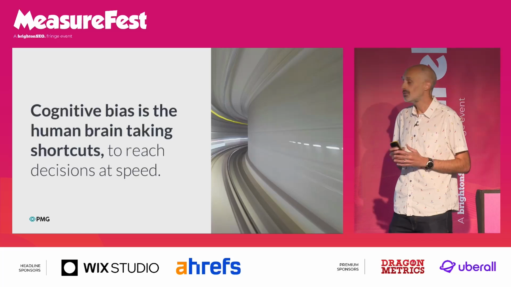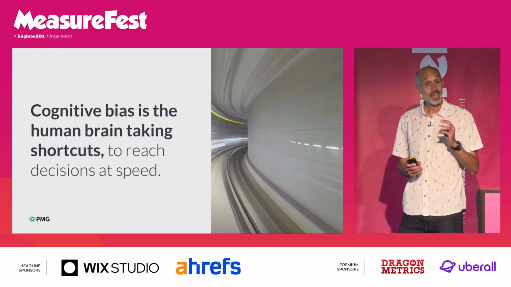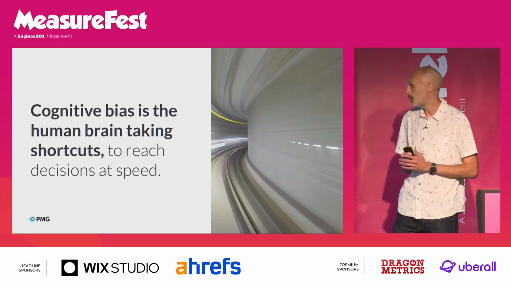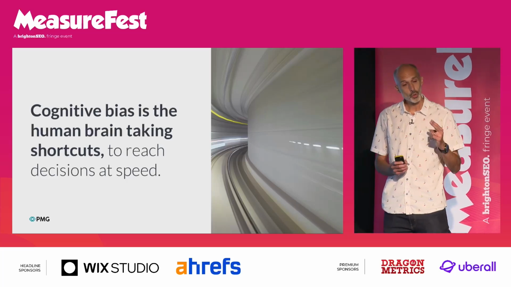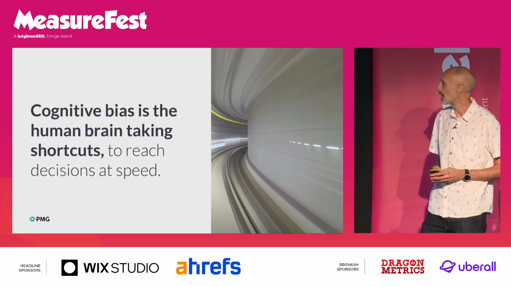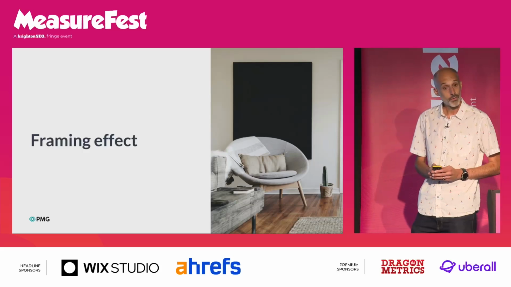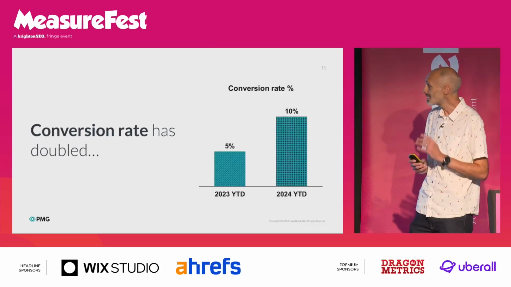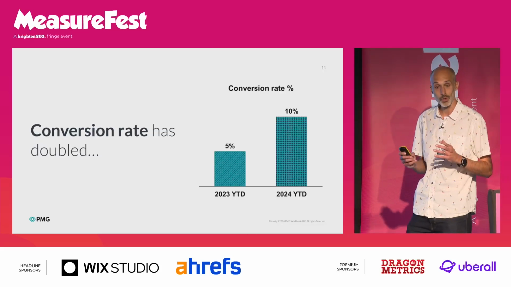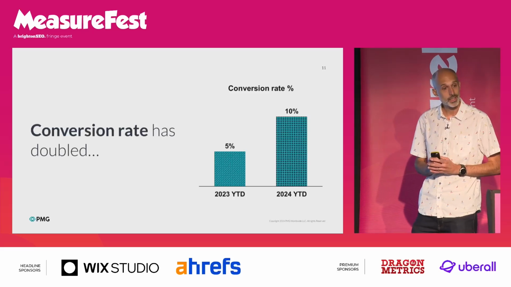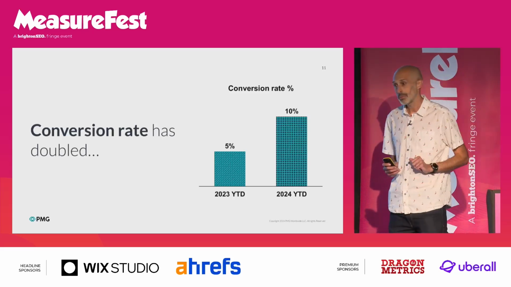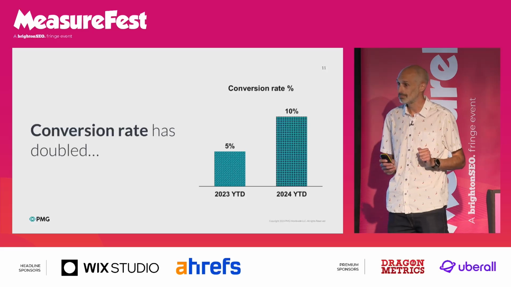There are hundreds of different cognitive biases out there, but today I'm going to focus on three that are most prevalent in data visualizations. They are the framing effect, causal illusion, and the anchoring effect. So let's start with the framing effect. Here's an example of a visual where the framing is positive. We can see that conversion rate has doubled from one year to the next, at which stage we may all give ourselves a pat on the back and say, job done.